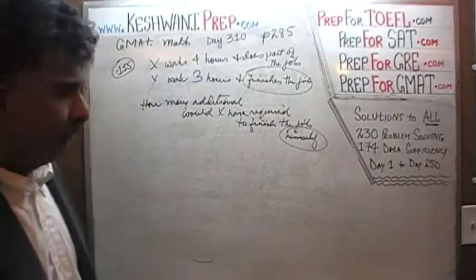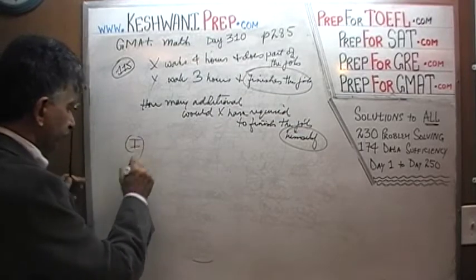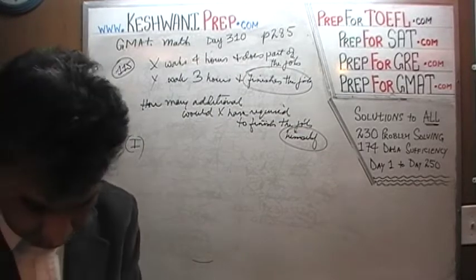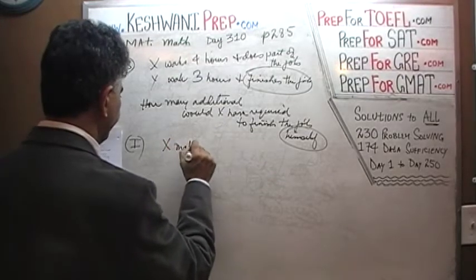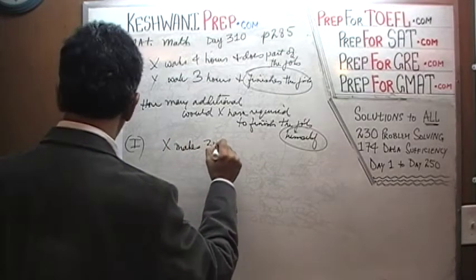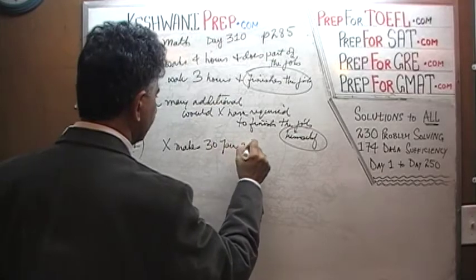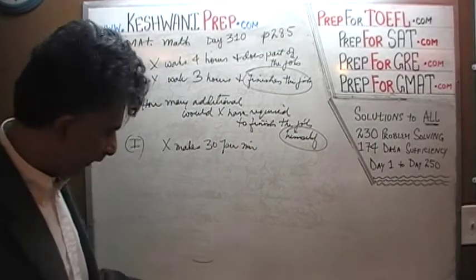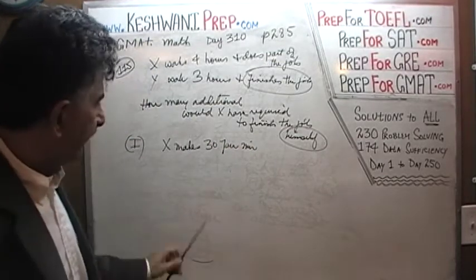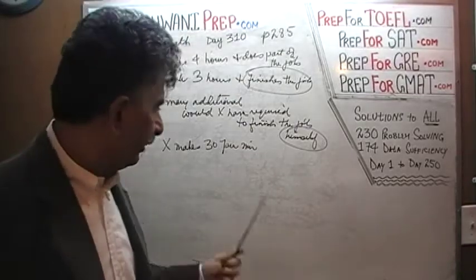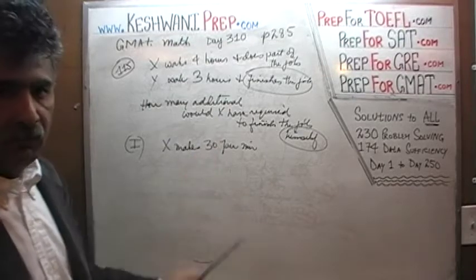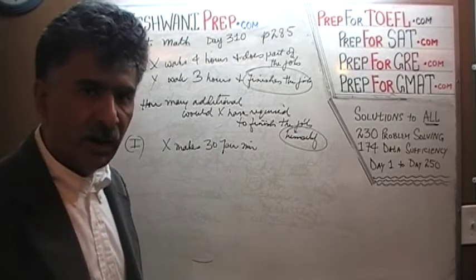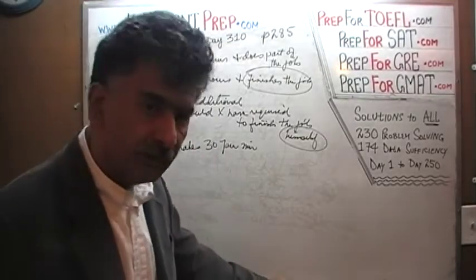Let's look at the first statement, shall we? In the first statement, they tell us that X makes 30 per minute. Now, here's what's going to go on. They tell us that X makes 30 per minute. Ask yourself logically, is this information going to be enough to figure out how many more additional hours X would require to finish a job by himself? Think about it for a second.